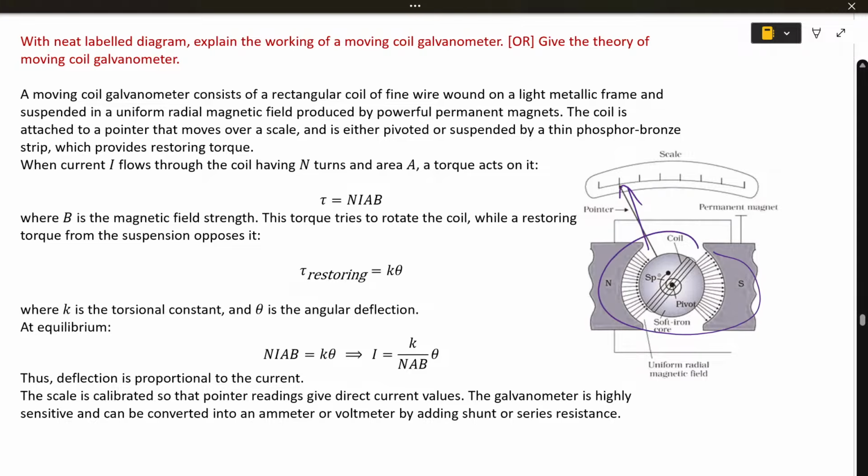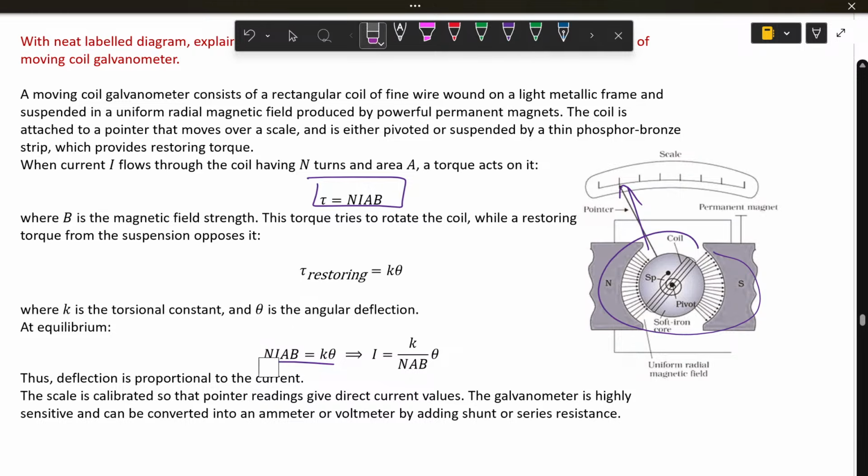So when current flows through the coil, it produces a force which makes the pointer move. And the rotating force is given by torque equal to NIAB. So the restoring torque will be K theta. And then you equate the two, restoring torque and torque. So you will get NIAB equals K theta. So I is equal to K by NAB theta.